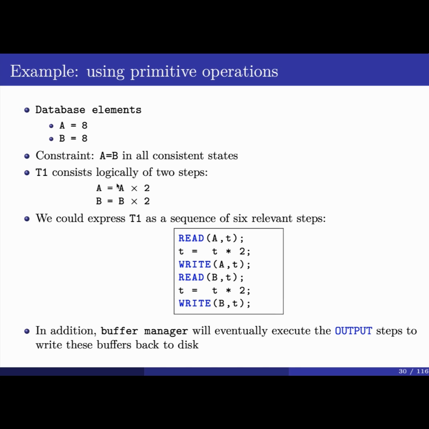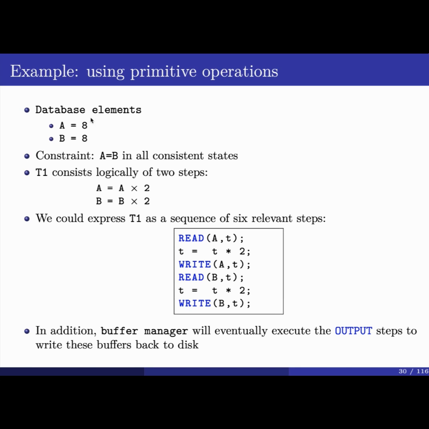Okay, this is a simple example. So we have the database element, just to show you this primitive operation and how it works. We have two different database elements, A and B, both of them equal to 8. And our constraint, for example, is saying A must be equal to B in all consistent states.